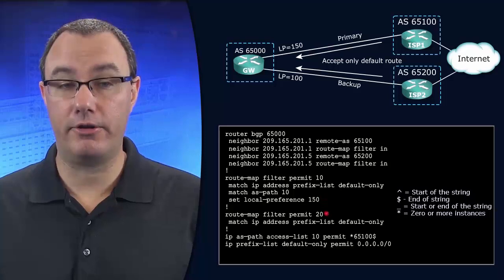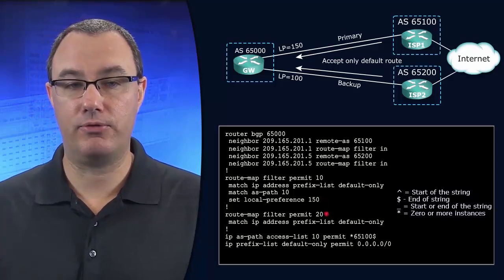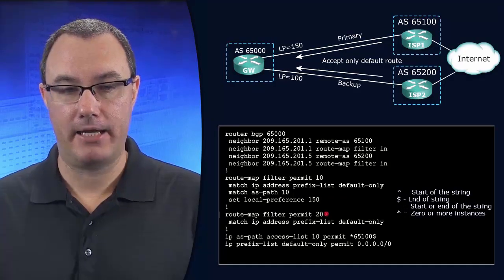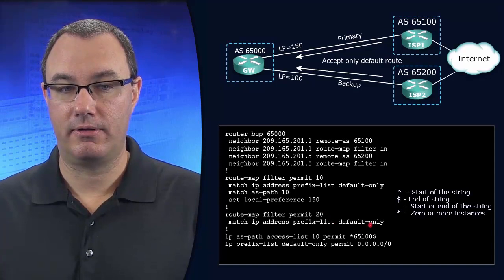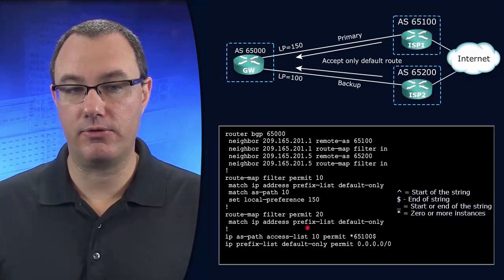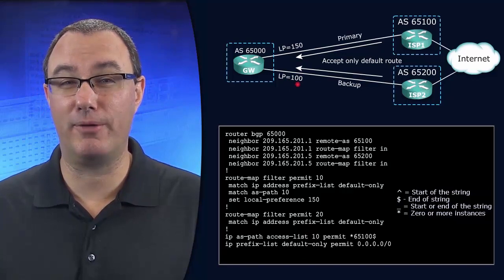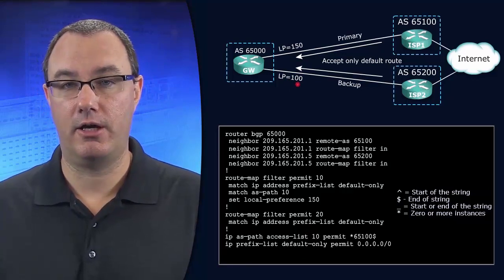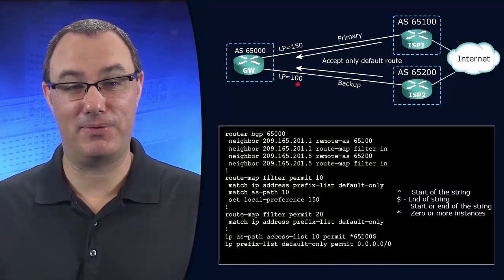For all other routes, they have to pass through sequence 20. And in this case, we're only going to allow the default route. And we're not changing the local preference, so the local preference for the other default routes, those that come from other autonomous systems, will be given a local preference of 100.